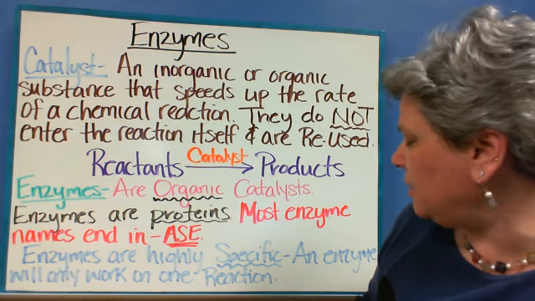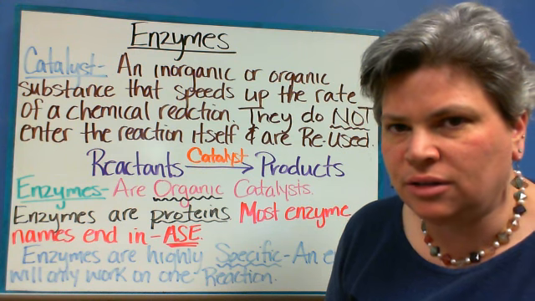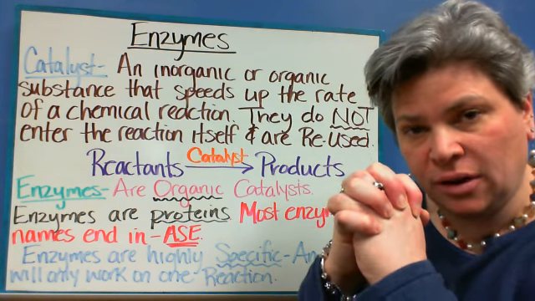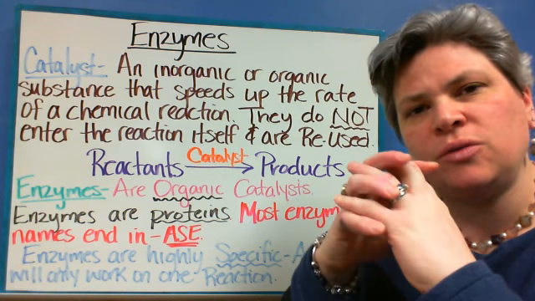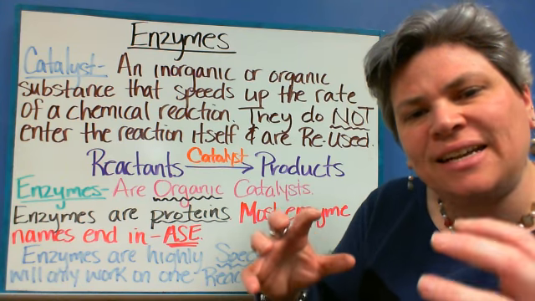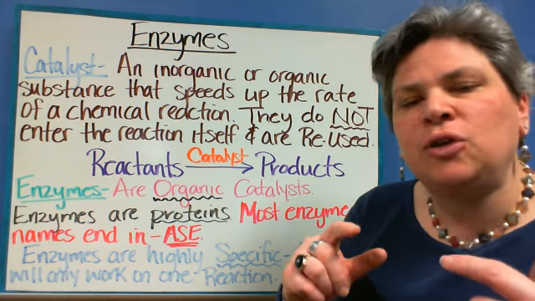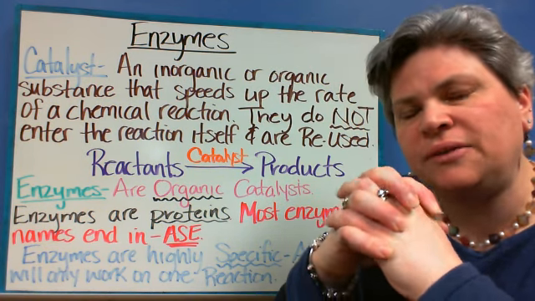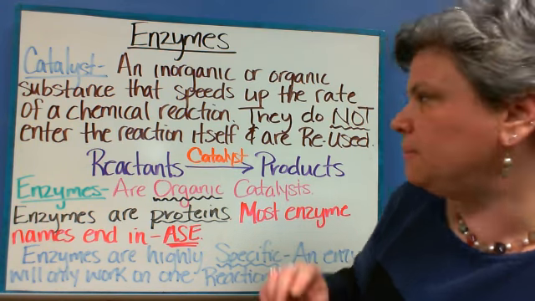Enzymes are very highly specific. An enzyme will only work on one reaction. So if you have a reaction where you're putting two things together, one enzyme will do that reaction. And then if you want to take those two things back apart, a different enzyme will do that part of the reaction. Even if you're using the same things, like my hands, it's two different enzymes that will do the forward or reverse reaction.